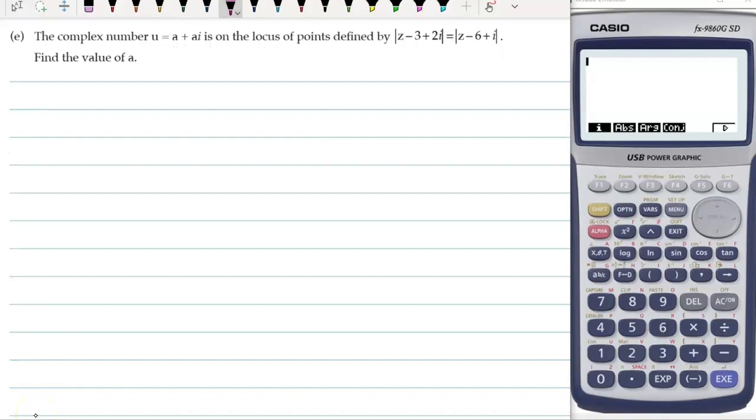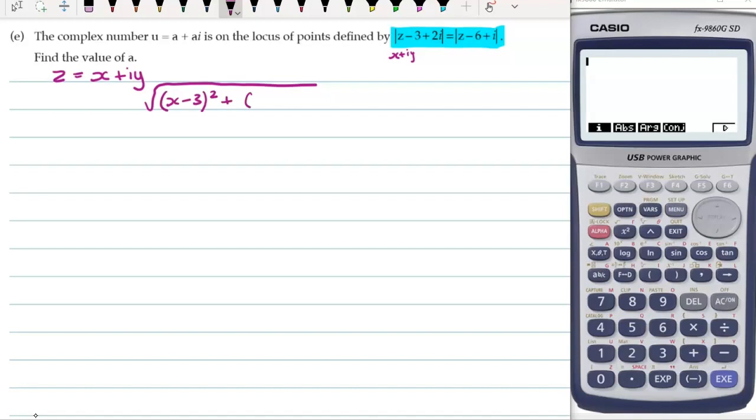Okay, we're doing locus for part E, and as is usual for locus questions, we're going to start by writing z is equal to x plus iy and pop it into the thing that we've got here. All right, so modulus means that we will do the square root of the real part squared. So the real part on this, if we pop that in as x minus iy for z, we have x minus 3 is the real part. The imaginary part is y plus 2, and then that gets square rooted.